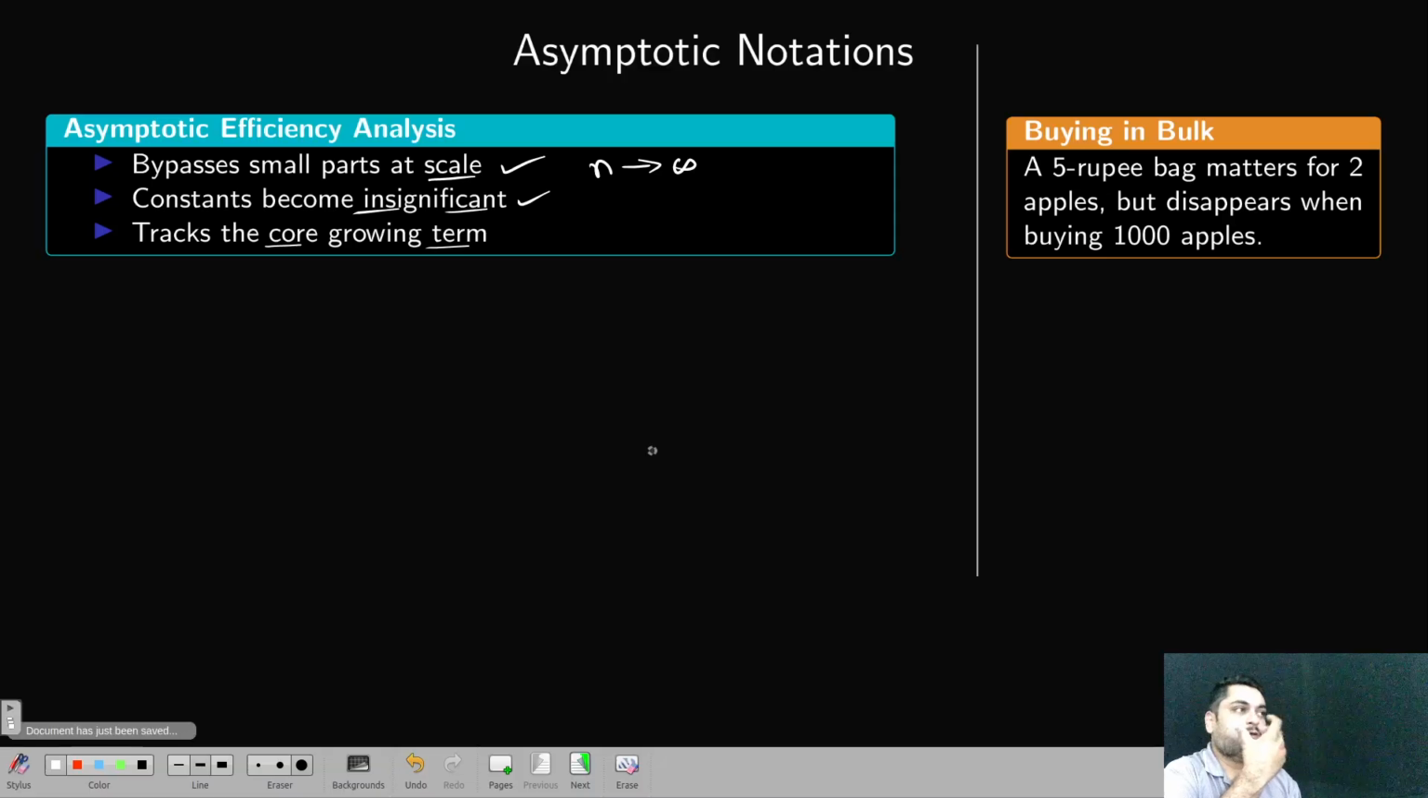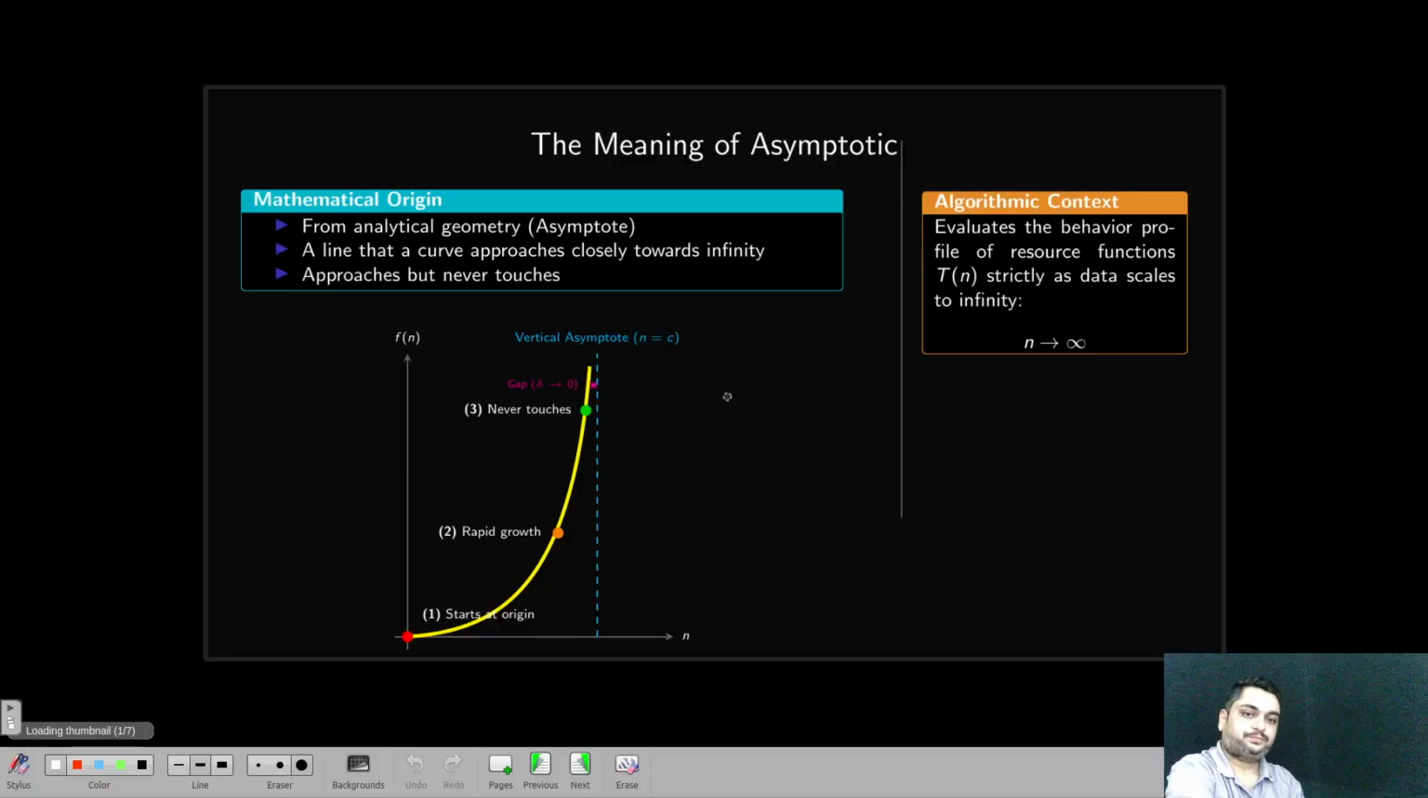So these small things don't matter. The constants and small terms don't matter; only the dominant term will matter, because the cost of 1000 apples is dominant compared to the 5 rupee bag. But when I take a 5 rupee bag for 2 apples, then the 5 rupees looks like it matters. That is the reason why you take input size to be mathematically infinite.